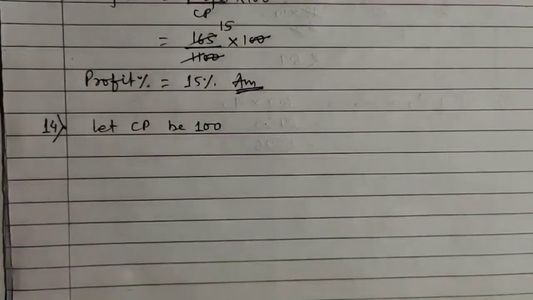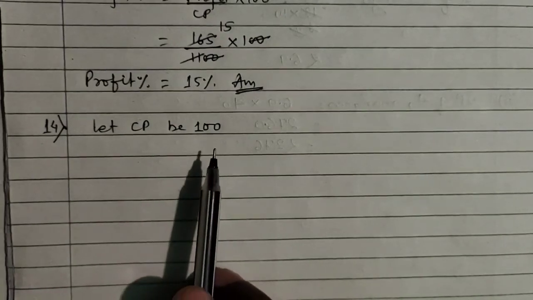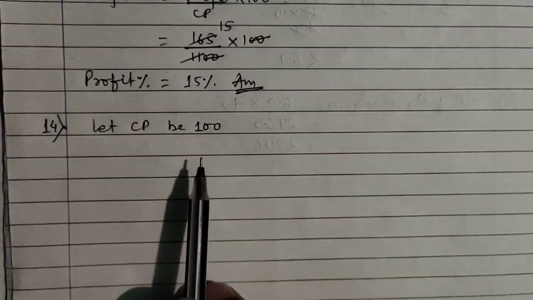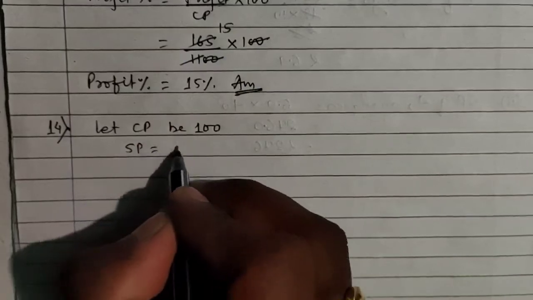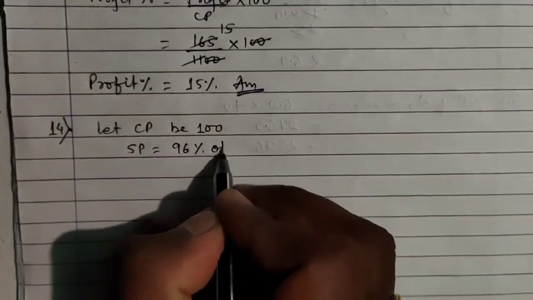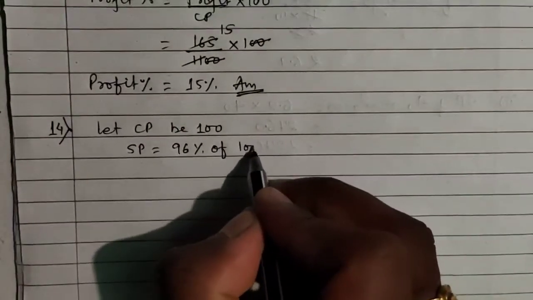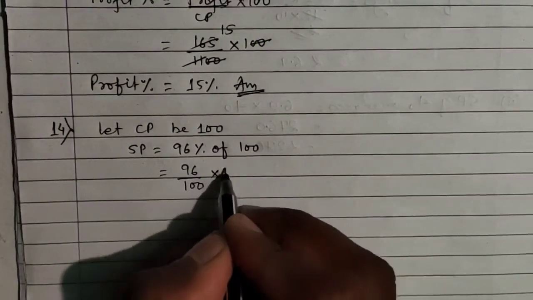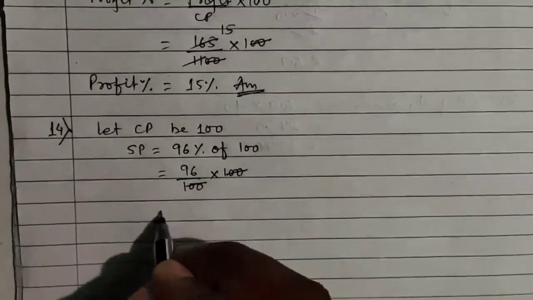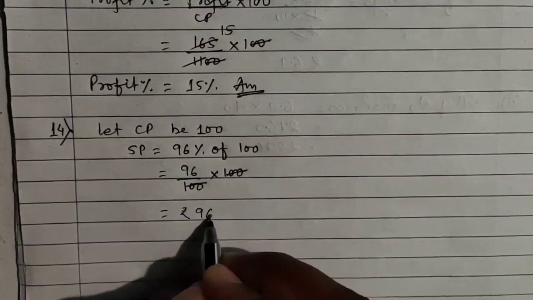You can assume X also, but when you assume X, then you will face some problem while solving with respect to X. But if you assume this type of question as 100, it will become very easy. Now the first line says selling price of an article is 96% of cost price. As the cost price we have assumed 100, we will calculate the selling price. 96 by 100 into 100 cancel. The selling price is rupees 96.